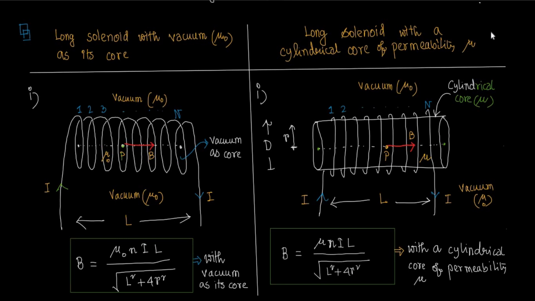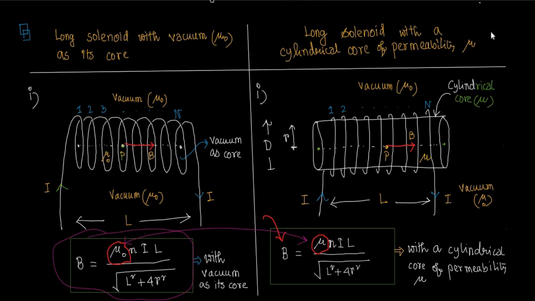For a solenoid with vacuum as its core, we have used mu zero in the expression of magnetic flux density B. But if we consider a solenoid with a cylindrical core having magnetic permeability mu, we have used mu in the expression of magnetic field induction B. That means there should be mu zero for the solenoid with vacuum, but we have to consider mu as the magnetic permeability for a solenoid with a cylindrical core.